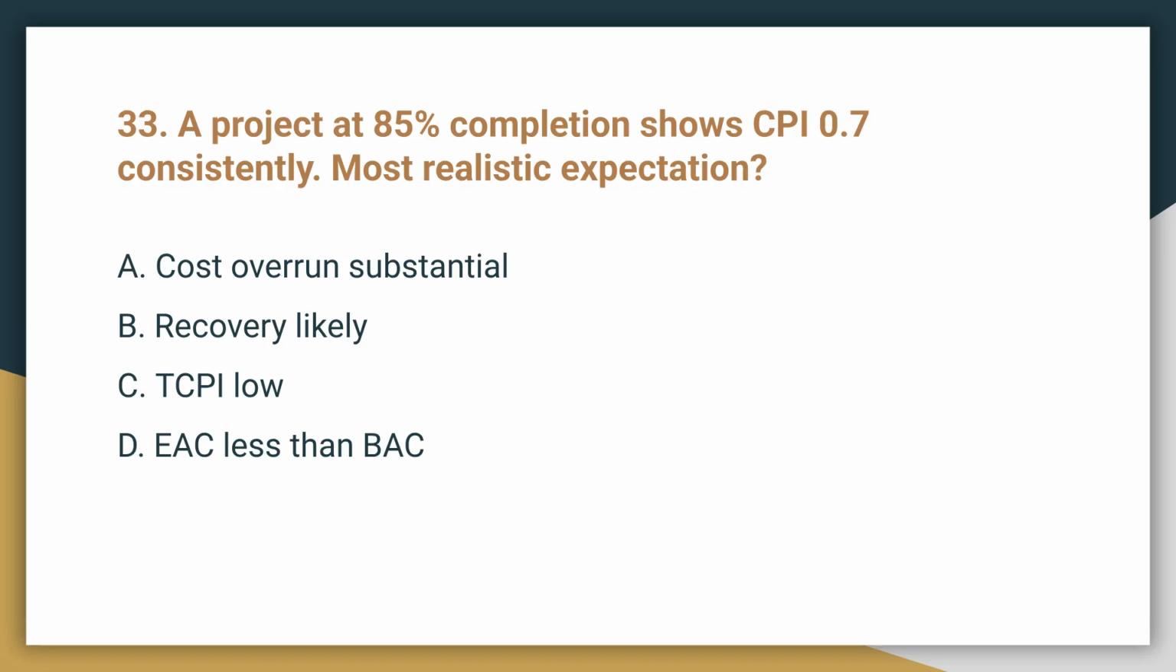Question 33. A project at 85% completion shows CPI 0.7 consistently. What is the most realistic expectation? The correct answer is A, cost overrun substantial. Consistent, significant inefficiency late in a project makes cost recovery highly unlikely.